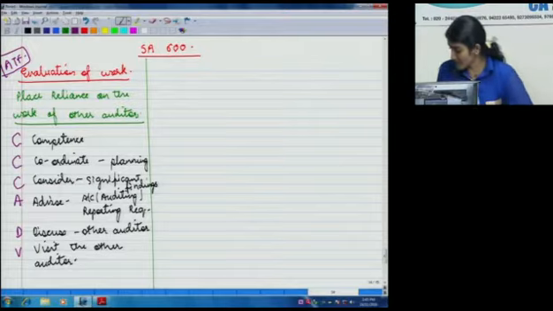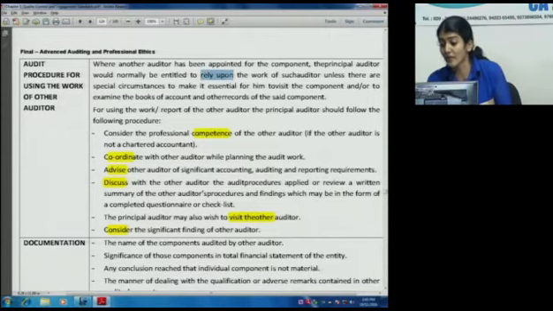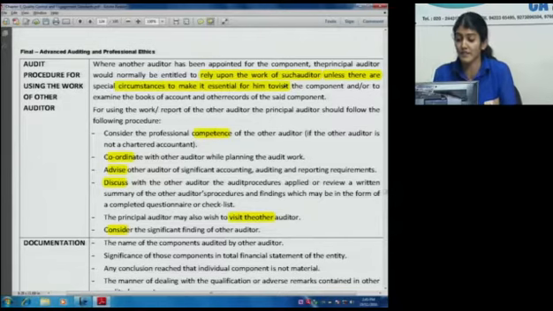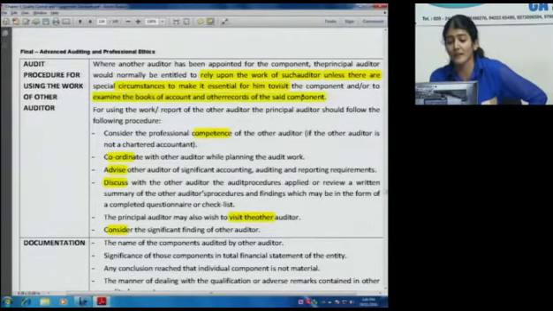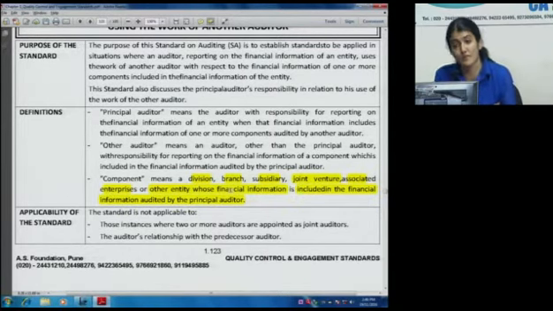This is the most important part of the essay. So what does the standard say? The auditor shall place reliance on the work of such auditor unless there are circumstances which make it essential for him to visit the component and examine the books of account and other records of the said component. Component matlab kya? It's given over here. Division, branch, subsidiary, joint venture, associated enterprise, or any other entity whose financial information is included in the financial information audited by the principal auditor.